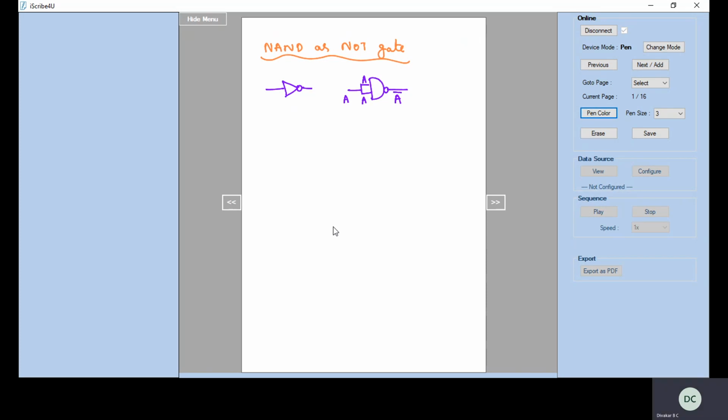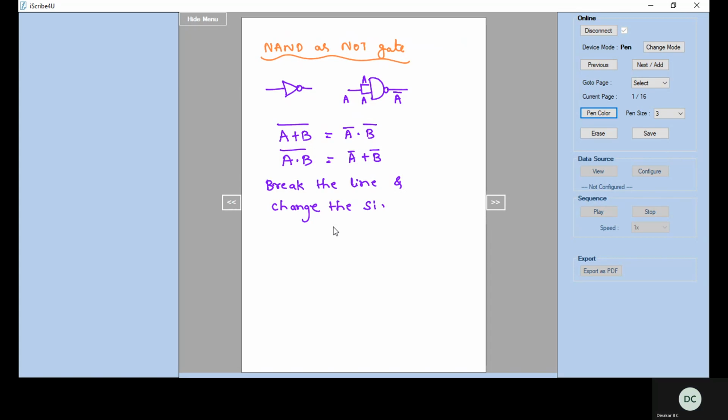Then you are going to write the De Morgan's law. The De Morgan's law is A plus B whole bar is equal to A bar into B bar, and A dot B whole bar is equal to A bar plus B bar. So you can remember easily: break the line, change the sign. Break the line and change the sign. However, the complicated part is the Boolean expression. If you remember this statement, you can do it easily.